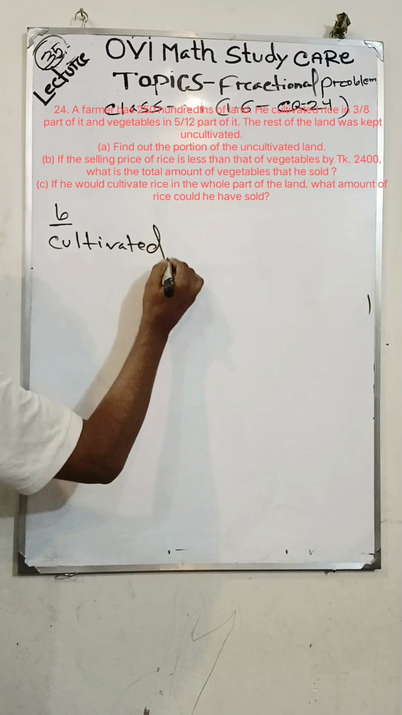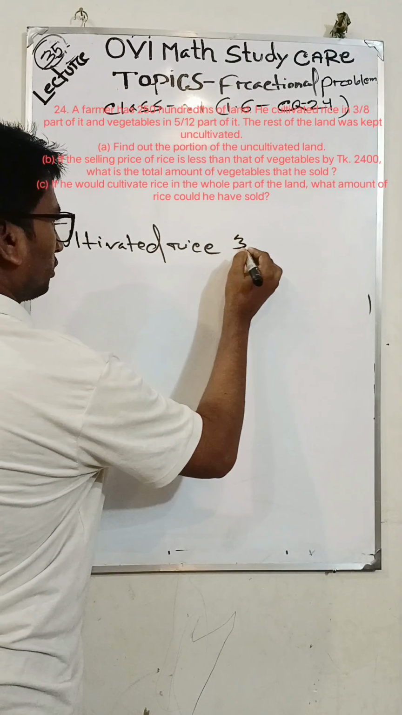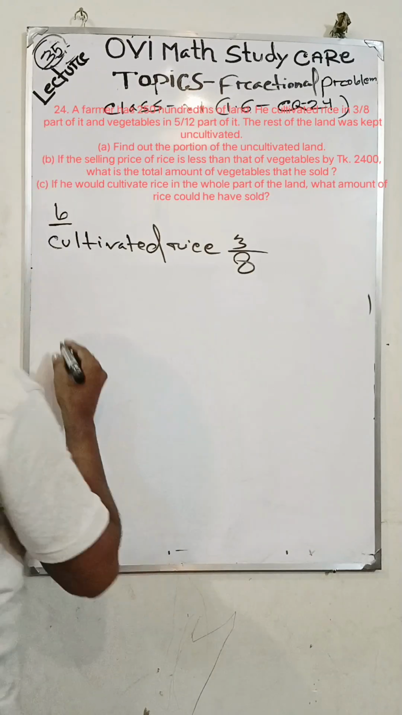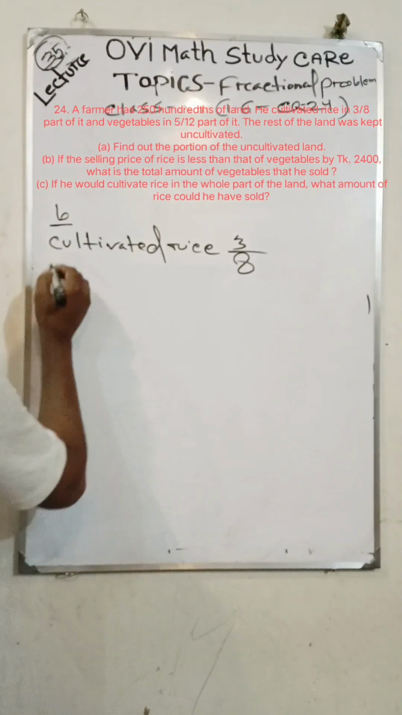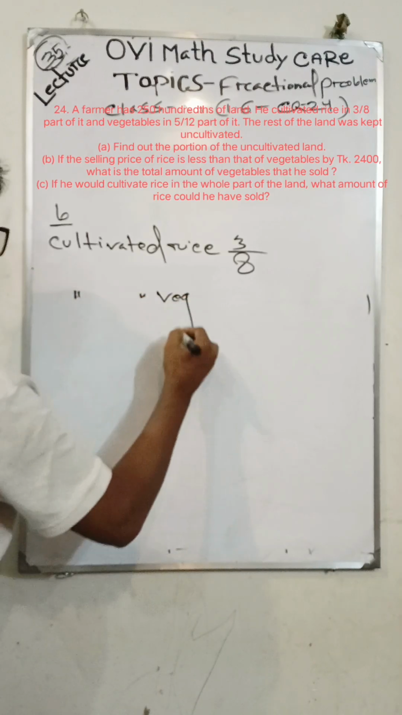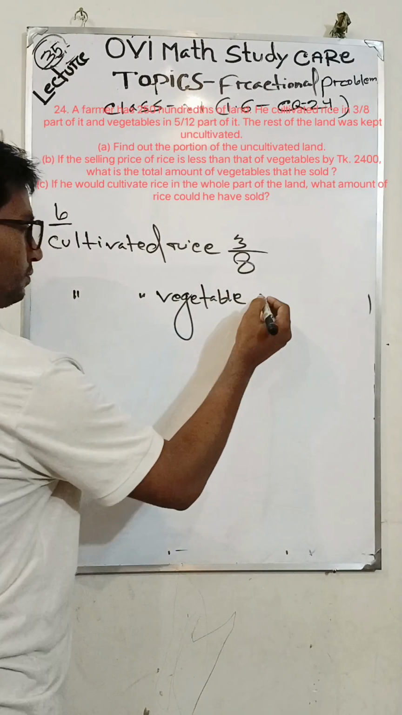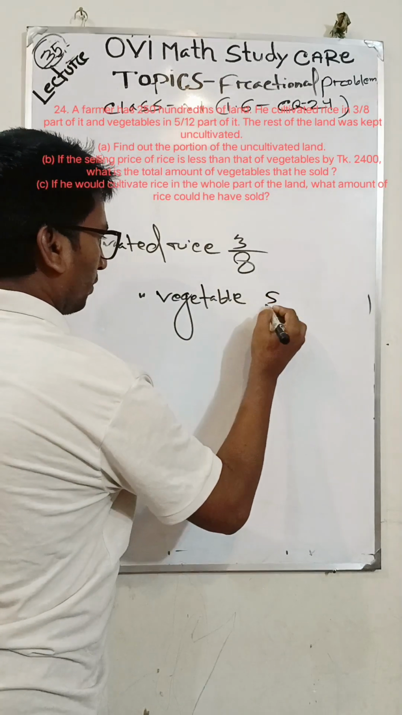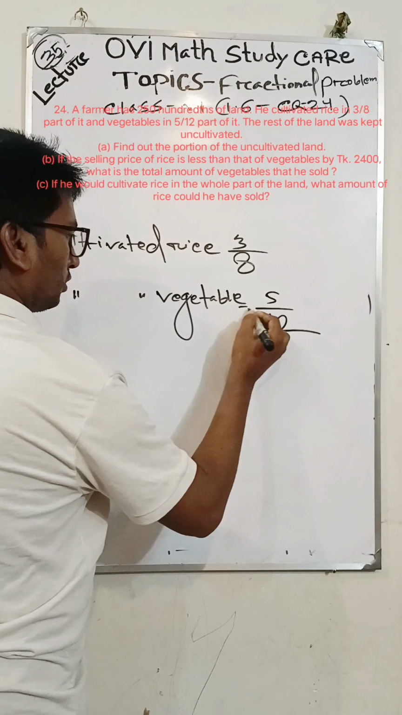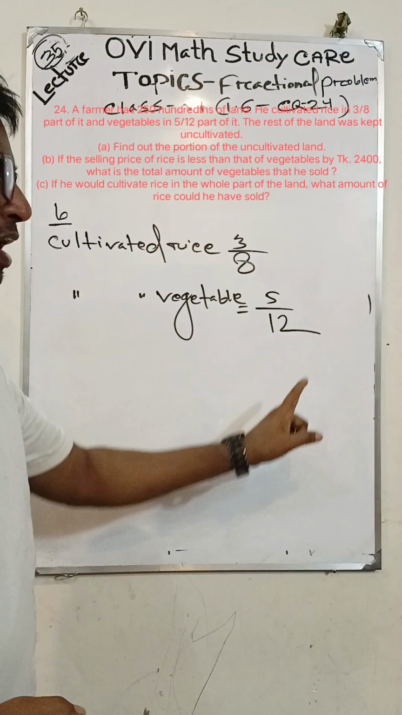Cultivated rice 3 by 8 and cultivated vegetable 5 by 12. Dear students, here the 3 by 8 and 5 by 12.